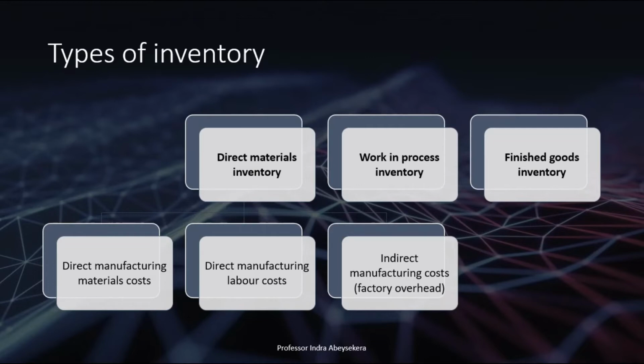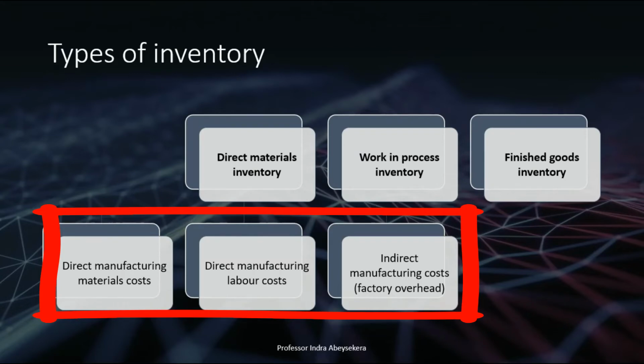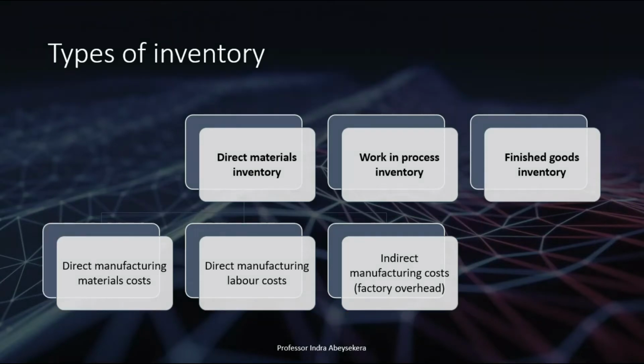Direct materials would have direct material costs, and then that direct material is combined with manufacturing labor and other manufacturing costs, which are not direct but are indirect. They are being converted towards outputs, and they are embedded in work in process and finished goods.